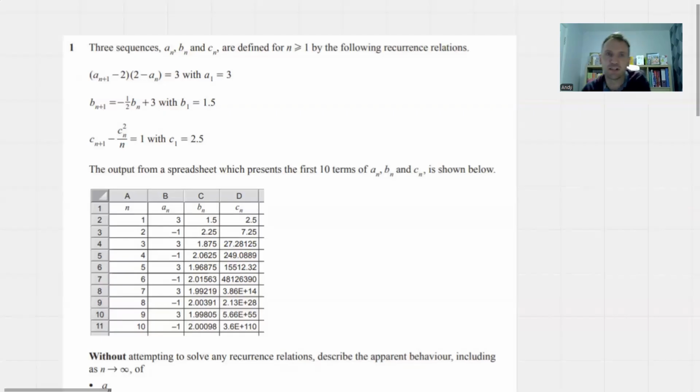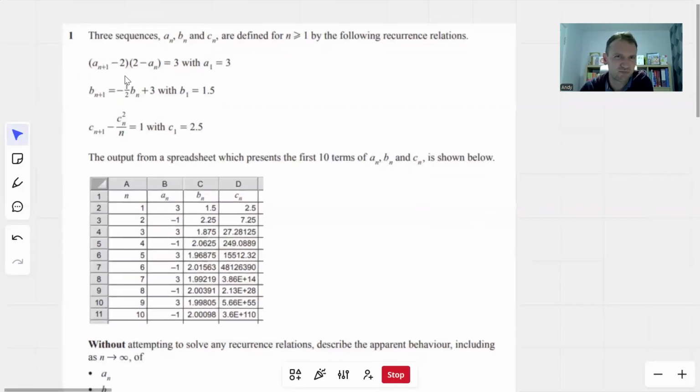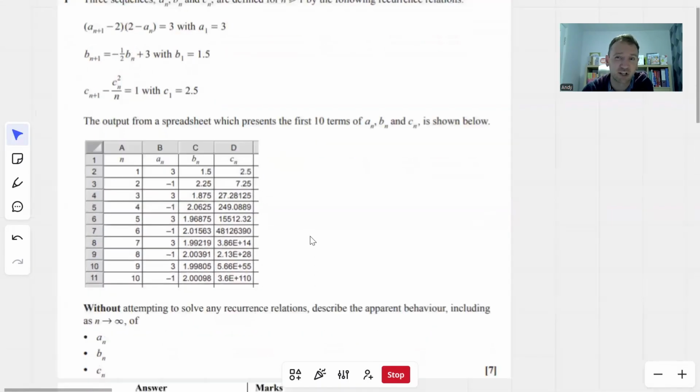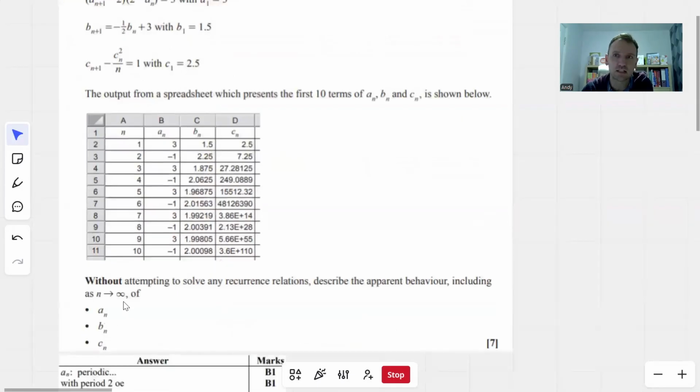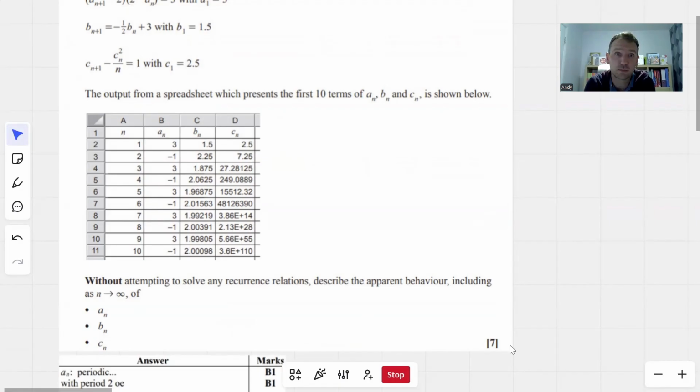Okay, so question one, this one that we've got on the screen at the moment. We've got these three sequences, and some of them are fairly complicated recurrence relationships, and we couldn't realistically solve those easily. But we've been given the outputs from a spreadsheet here, and we're asked to describe the behavior, including what happens as n tends to infinity. So that's what we need to go through, and there's 7 marks here.